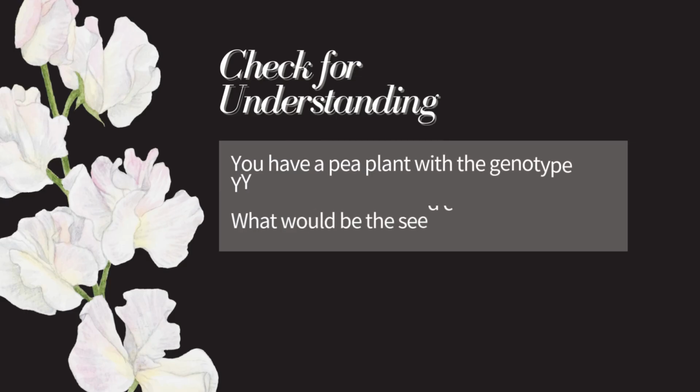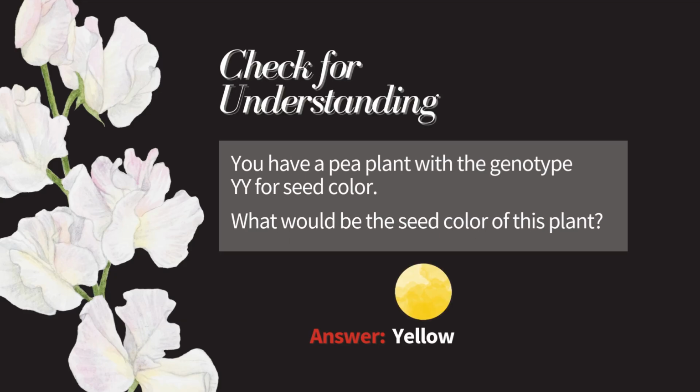So check your understanding here. You have a pea plant with the genotype capital Y, capital Y for seed color. What would be the seed color of this plant? Here's the answer: yellow.